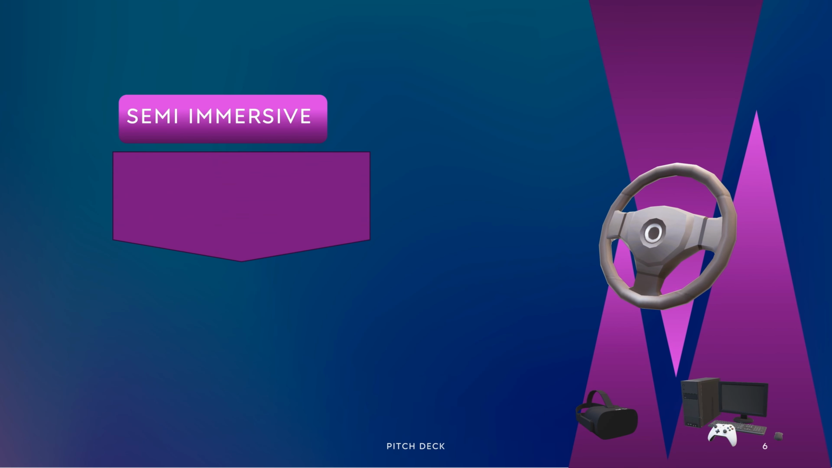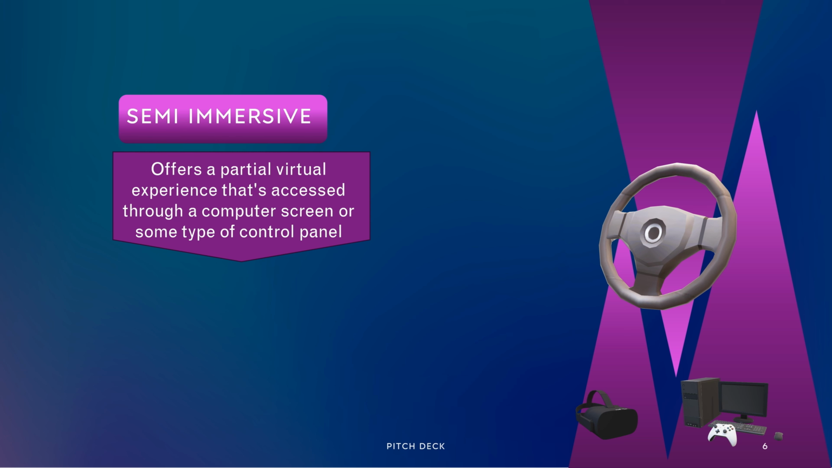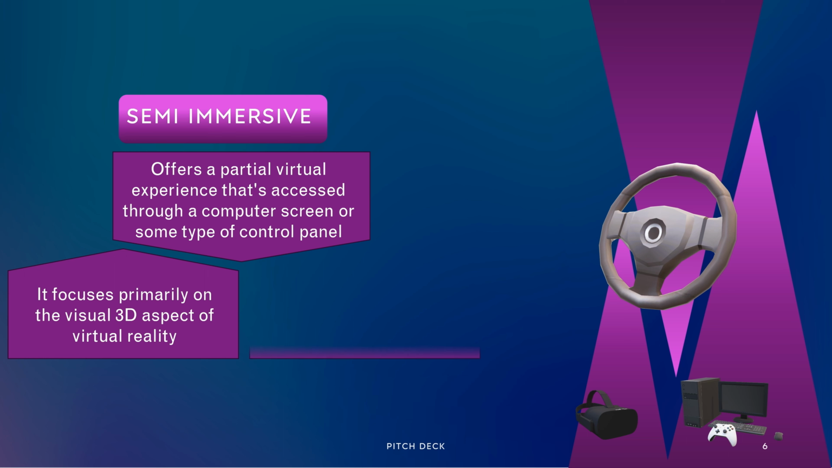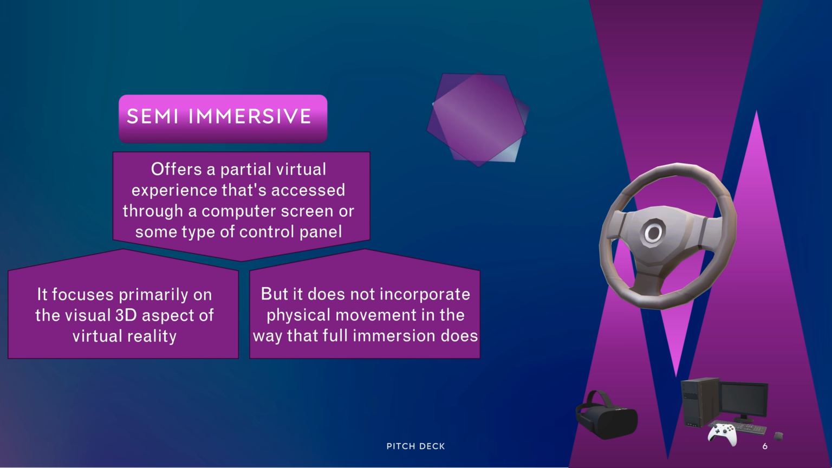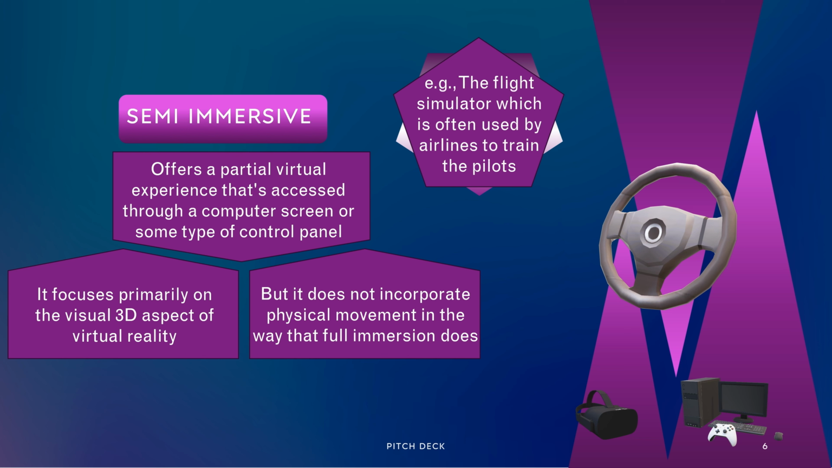Next, we have semi-immersive, which offers a partial virtual experience that's accessed through a computer screen or some type of control panel. It focuses primarily on the visual 3D aspect of virtual reality, but it does not incorporate physical movement in the way that full immersion does. For example, the flight simulator, which is often used by airlines to train the pilots.